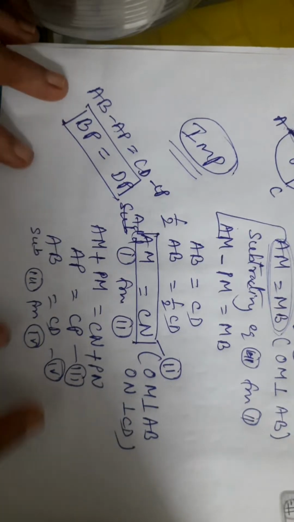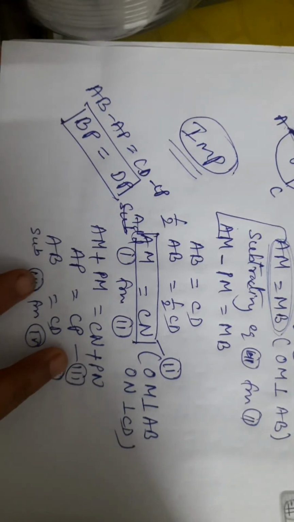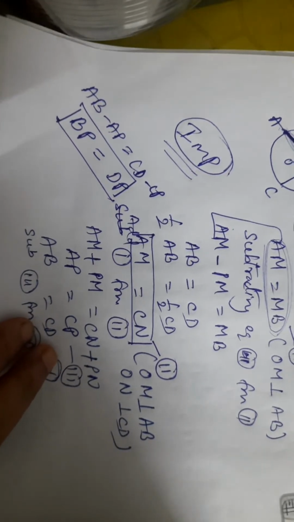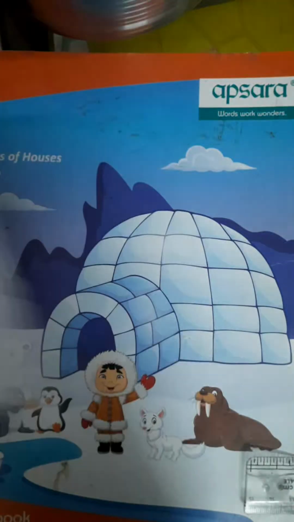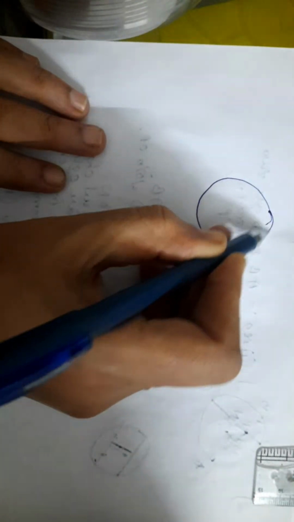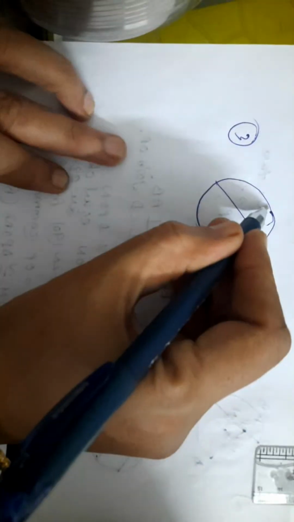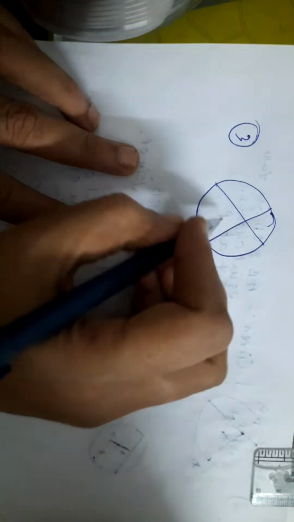In question number 3, they gave that if two chords are intersecting each other within the circle, we need to make their corresponding angles equal. So let's move on to what is given here. Here it is given a circle, question number 3, two chords, and they are intersecting within.